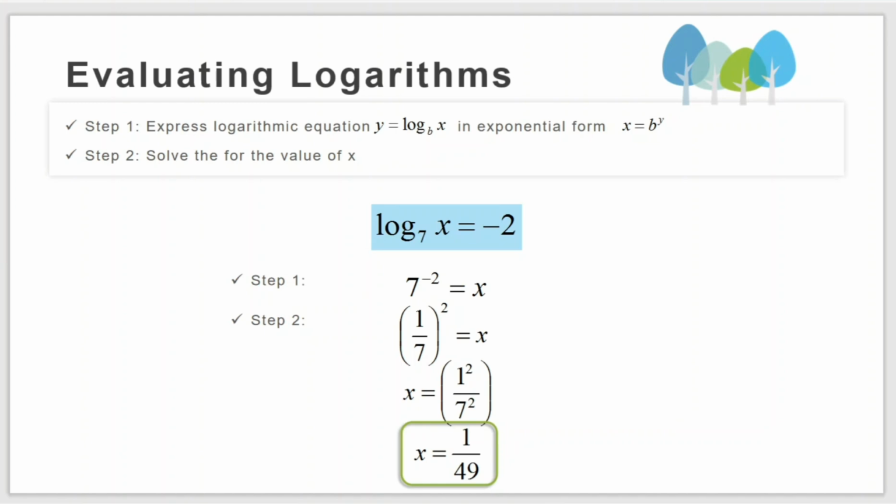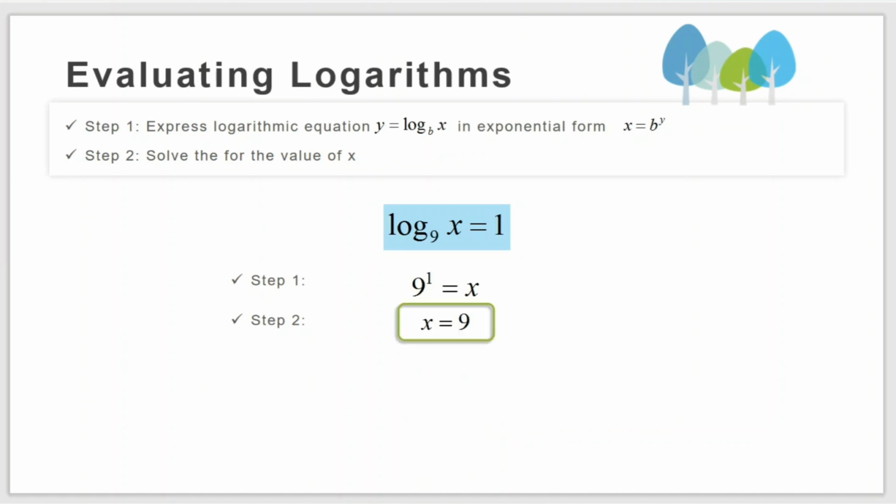So, since we have 7 raised to negative 2, since negative yung ating exponent, gagawin natin siyang positive. So, get the reciprocal of 7. So, we'll get 1 over 7. So, 1 over 7 raised to the power of 2 is equal to 1 over 49. So, x is equal to 1 over 49.